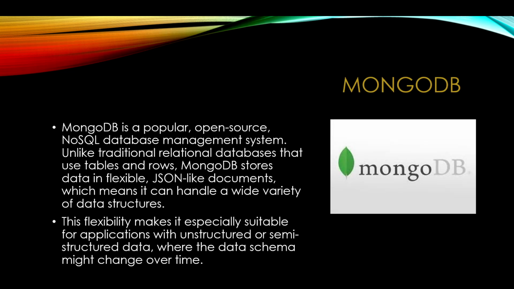First, MongoDB. MongoDB is a popular open source non-SQL database management system. Unlike traditional relational databases that use tables and rows, MongoDB stores data in flexible JSON-like documents, which means it can handle a wide variety of data structures. This flexibility makes it especially suitable for applications with unstructured or semi-structured data, where the schema might change over time.